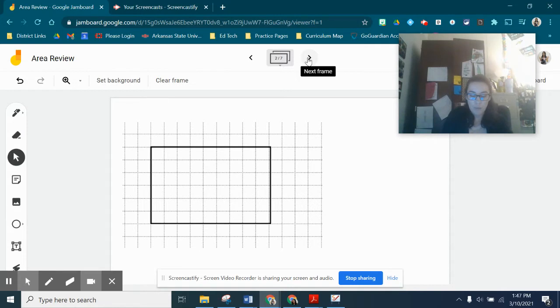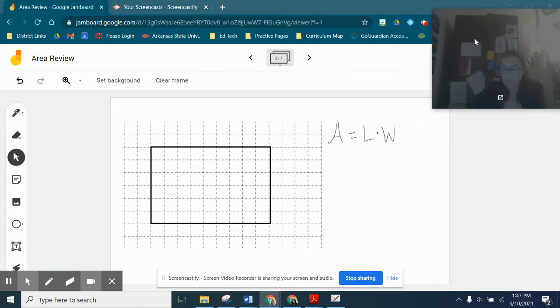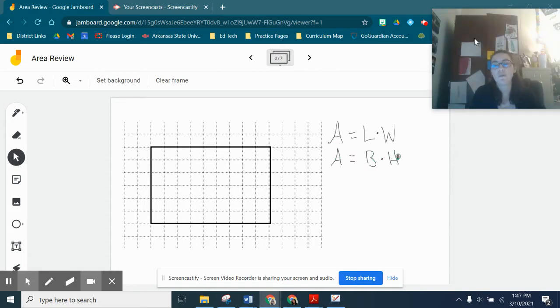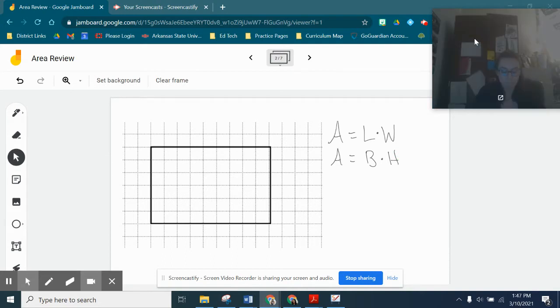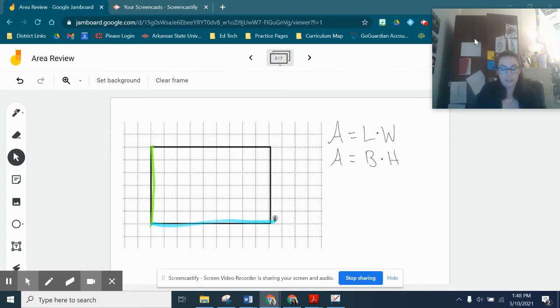So for this one, we are looking at area equals length times width, because it is a rectangle, or you can think of it also as a parallelogram, because all rectangles are parallelograms. So we have also area equals base times height. We can look at this as, here is our length, and then we also have our width, and we just need to count those.